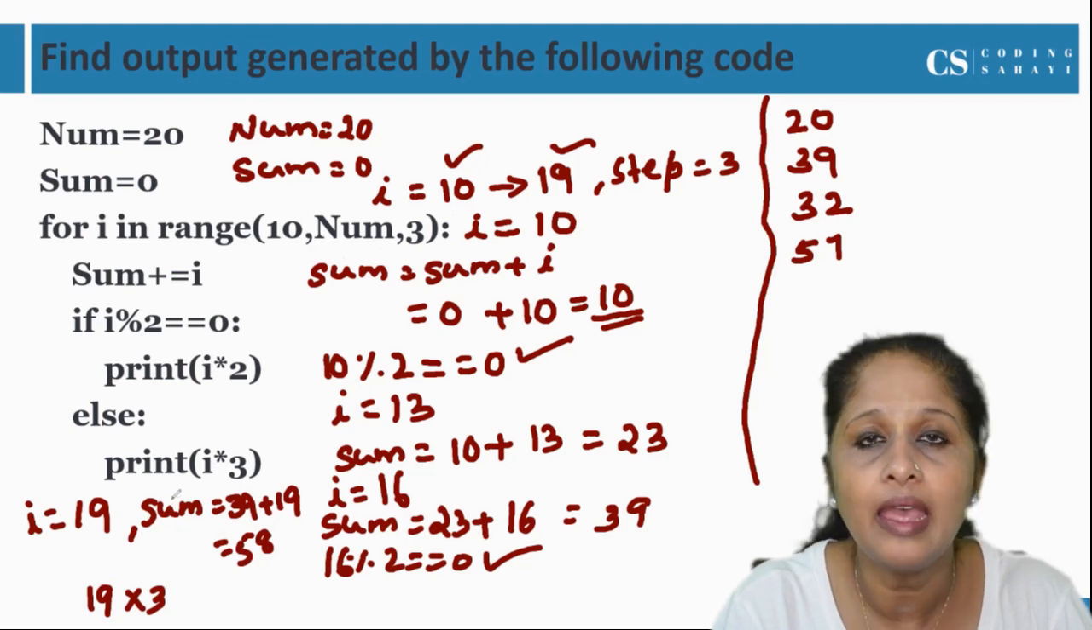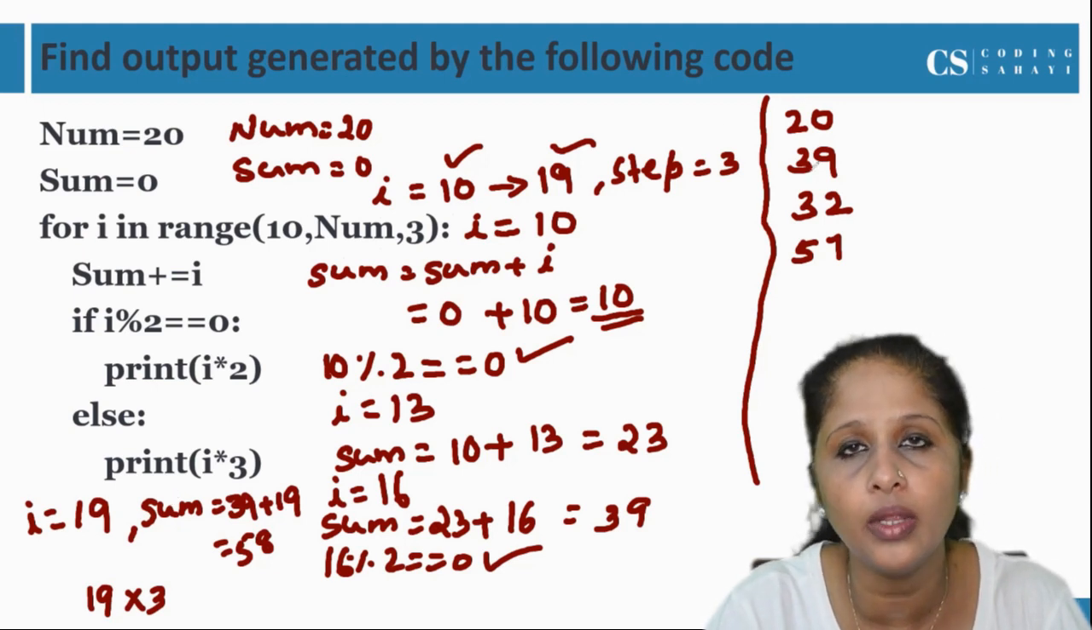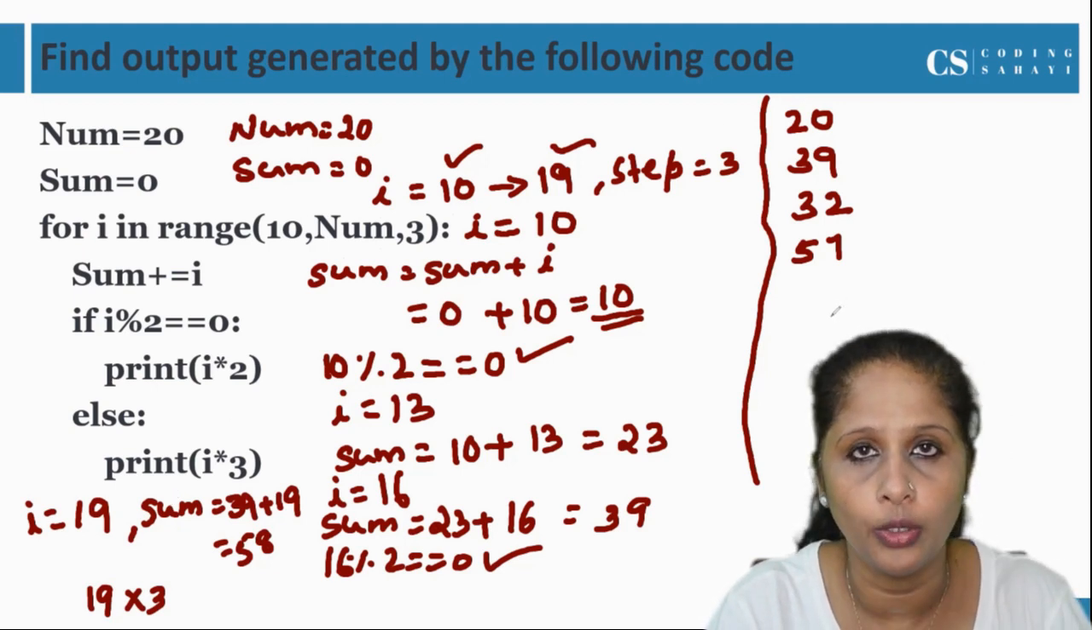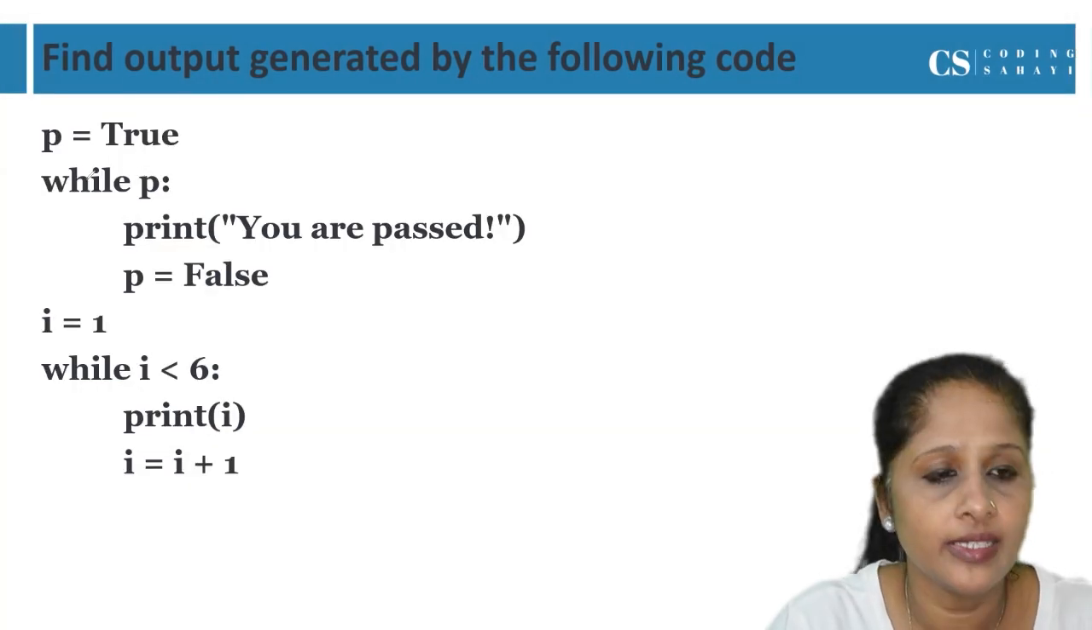No other statement after this for loop. So this will be the output of this code. So let's see the next question. So this is our next question.